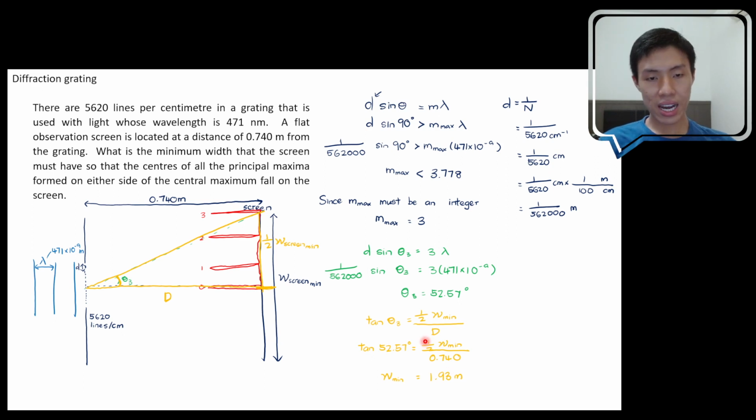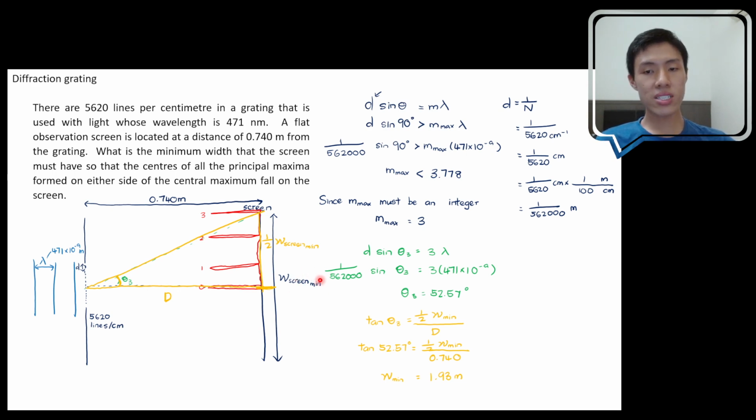Why is it half the minimum width? It's because the center of the central maxima splits the screen into the upper half and the lower half, and since they are symmetrical, the upper half should have the same width as the lower half. So if you find the upper half and multiply it by 2, you get the whole width of the screen.